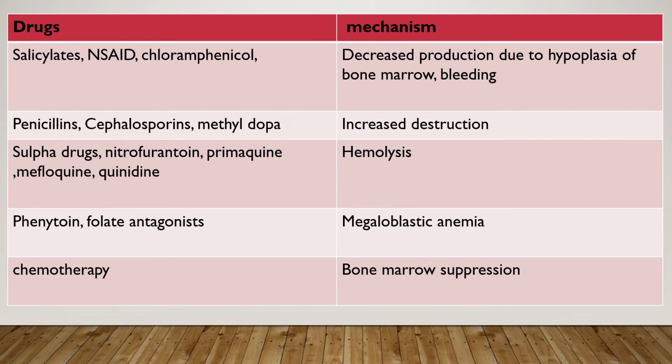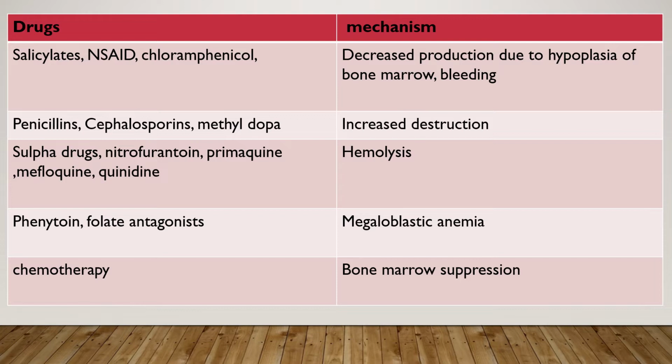When we see certain drugs that cause anemia and their mechanism, there are certain drugs that cause decreased production due to hypoplasia of bone marrow or bleeding. That means those drugs that cause bone marrow hypoplasia include chloramphenicol, non-steroidal anti-inflammatory drugs, and the like. The others are drugs that might cause increased destruction. Those include penicillin and cephalosporin, and also methyldopa.